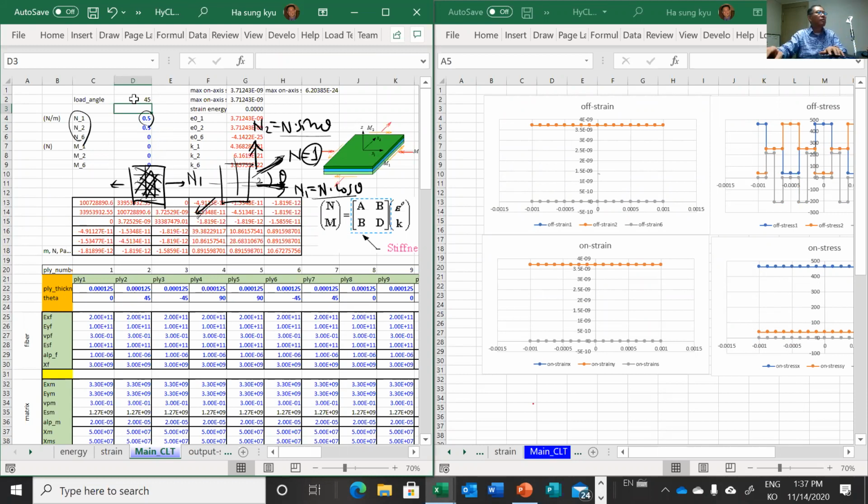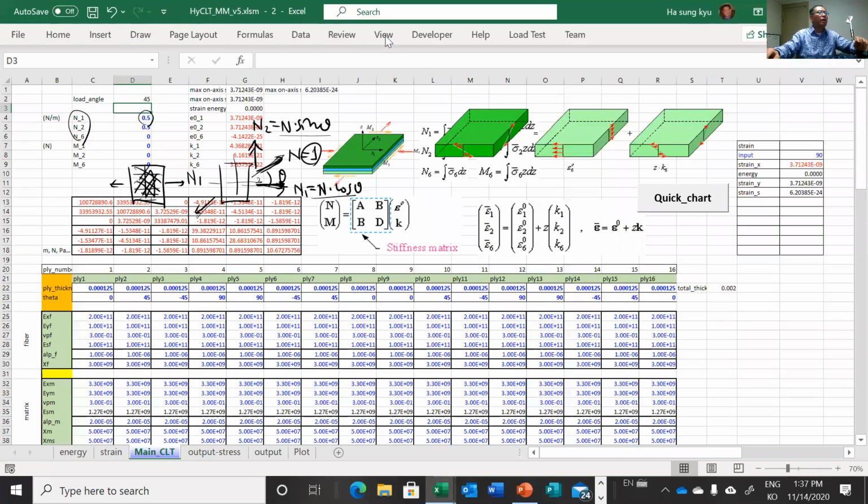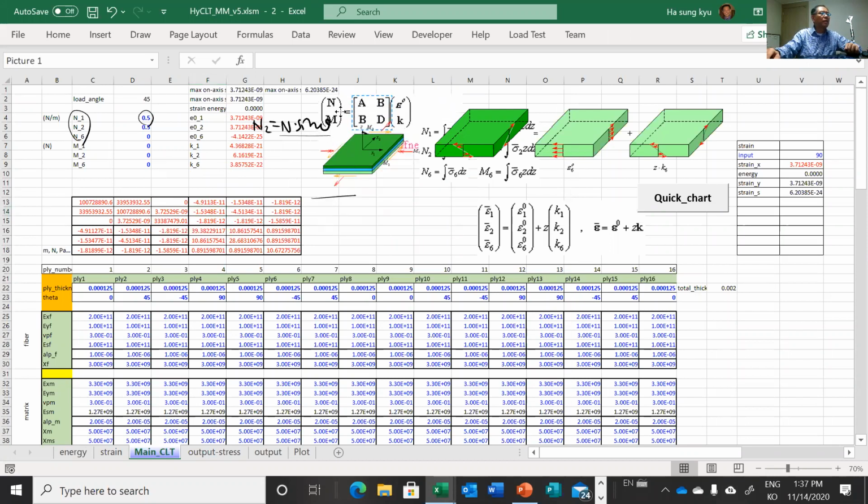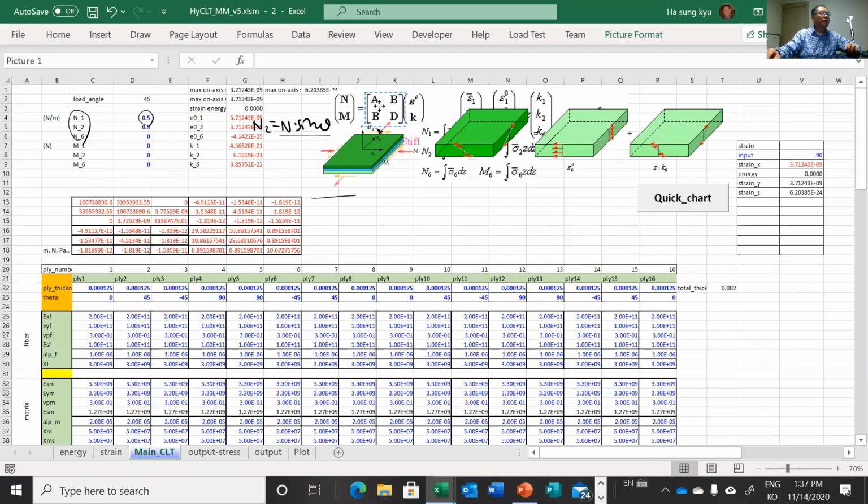Oh, sorry, I made a mistake. Before we try this, what we need to do is, sorry, I missed one step. Now, very importantly, this is the ABD matrix, right? This is the ABD matrix.